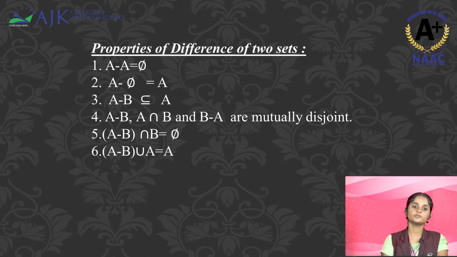Most of them are confused with the difference. In the fifth property we are using intersection, which is equal to an empty set. But in the sixth property we are using a union. If we use union, it means it is equal to set A.